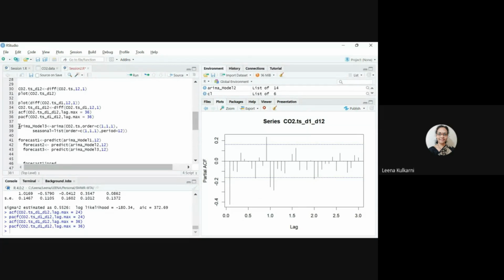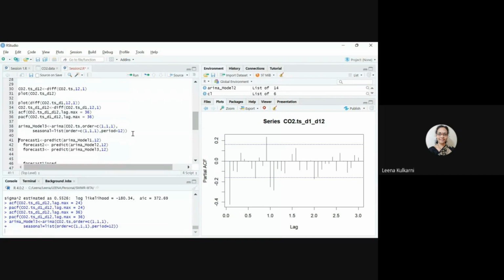Now one model we can try and fit is the one with P and Q equal to 1 and P dash and Q dash also equal to 1. Since I am trying to fit the model to the original data set, I am specifying the first order of differencing non-seasonal as well as first order differencing which is seasonal. And the period is 12, that tells you that it is monthly data.